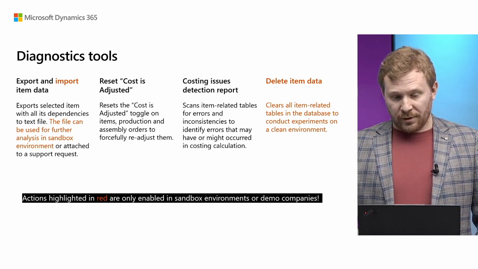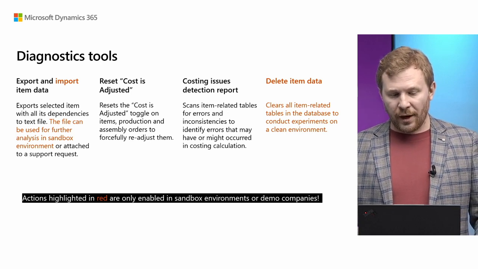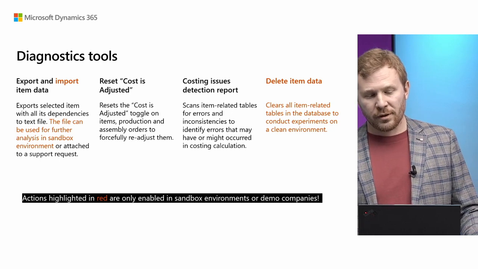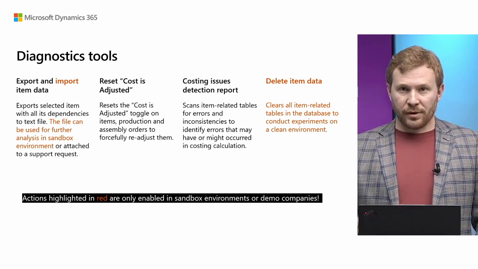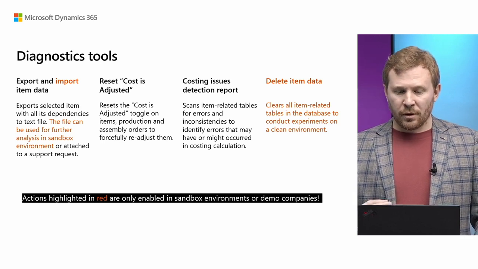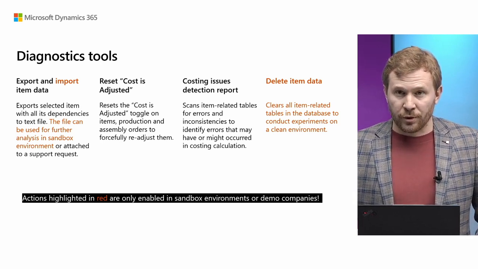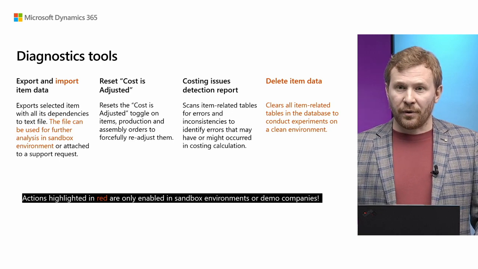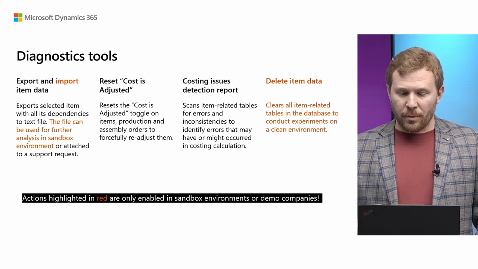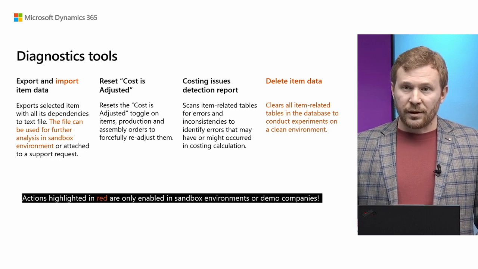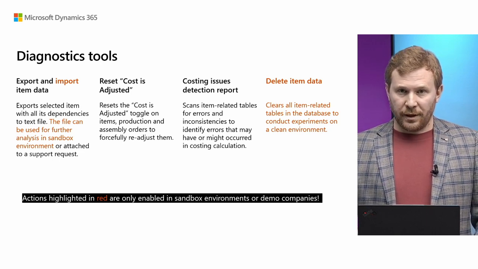Reset cost is adjusted. Reset this toggle on items, production, and assembly orders so they will be taken over by the next cost adjustment run. The cost and issues detection report will identify data inconsistencies and most common problems with data that our customers have run into before.